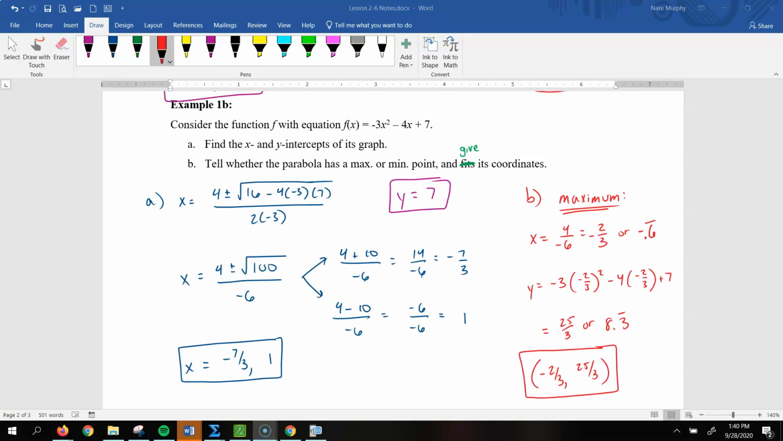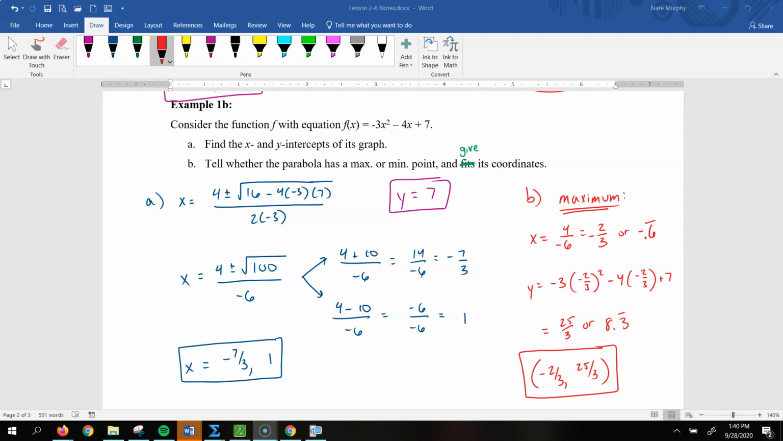Let's see how you did here. For the first part, for the x-intercept, you should have gotten negative 7/3 and 1 as your answer. Or if you did negative 7/3 as a decimal, you might have gotten negative 2.3 repeating. But those would be your two x-intercepts. Then your y-intercept, remember, would be the c value, so that would just be 7. Or if you set it as a coordinate, you could have written the coordinate (0, 7).